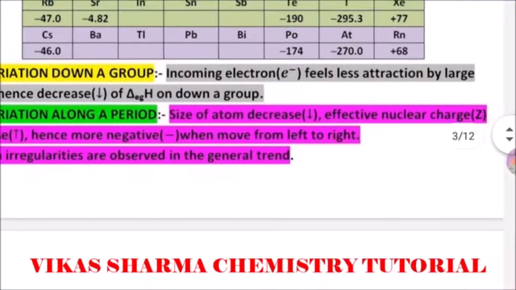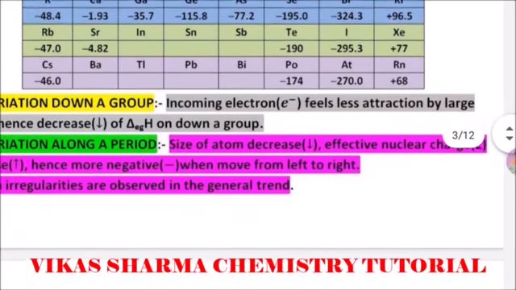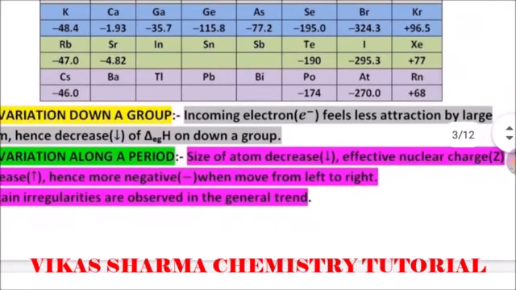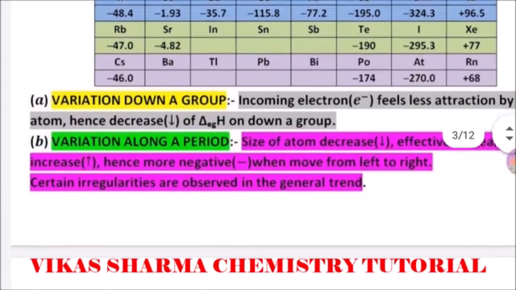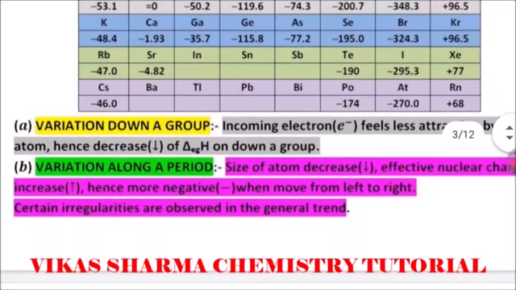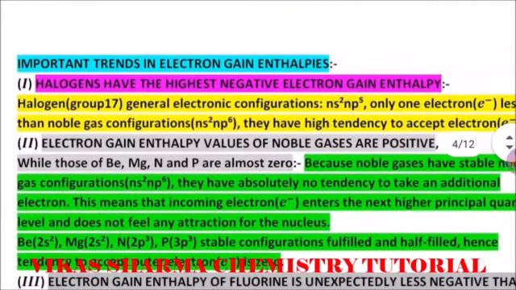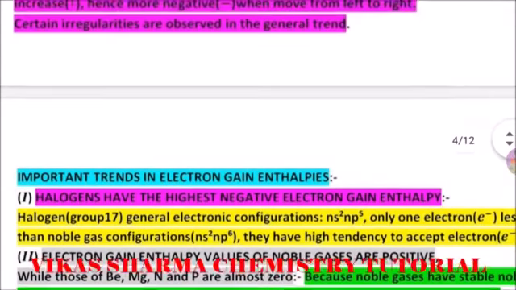Variation along a period: the size of the atom decreases, so the effective nuclear charge increases, hence it becomes more negative when moving from left to right. Certain irregularities are observed in the general trend. In general, when we move left to right in a period, the negative electron gain enthalpy increases, meaning more enthalpy is released, because the size of the atom decreases, so it easily attracts an electron. Student, there are also various anomalous trends we have to see.